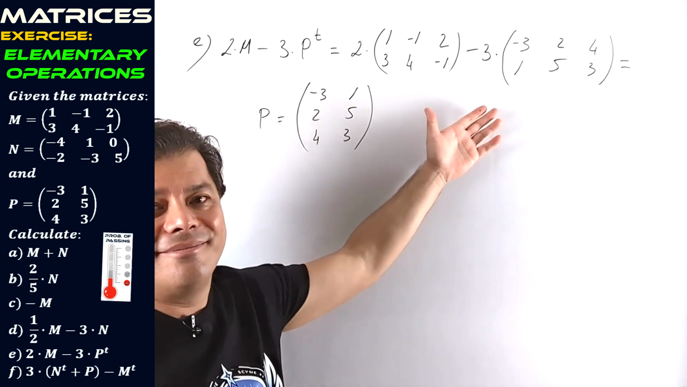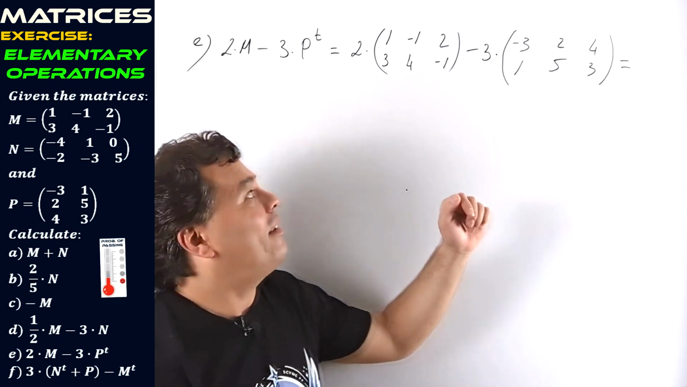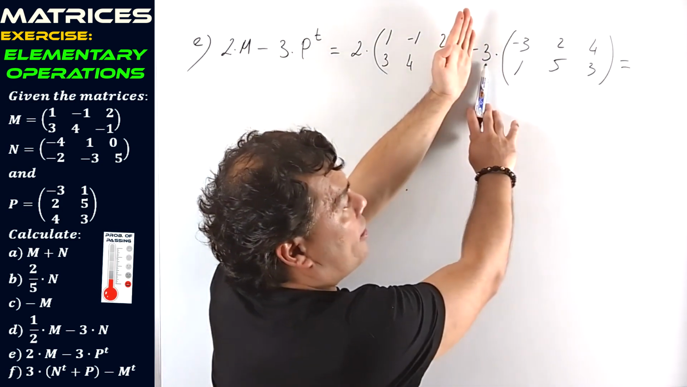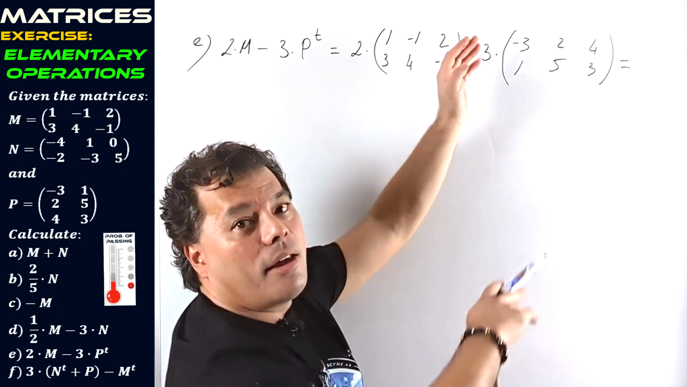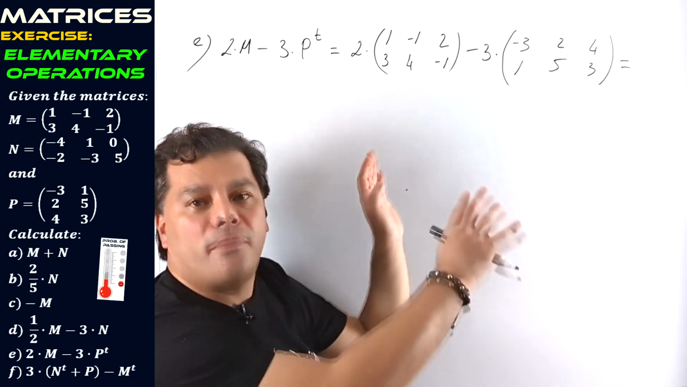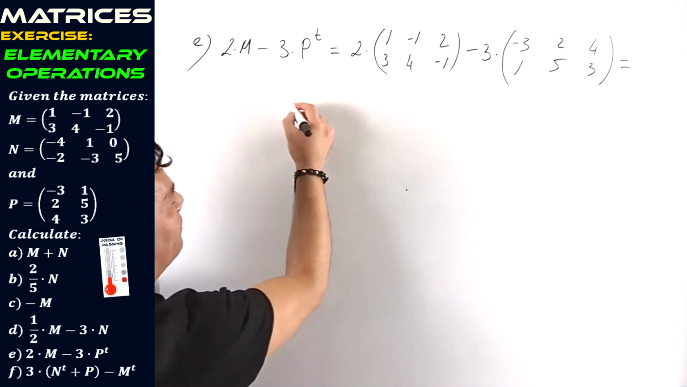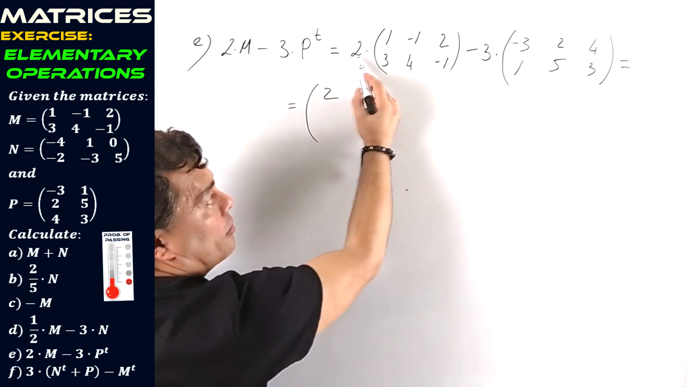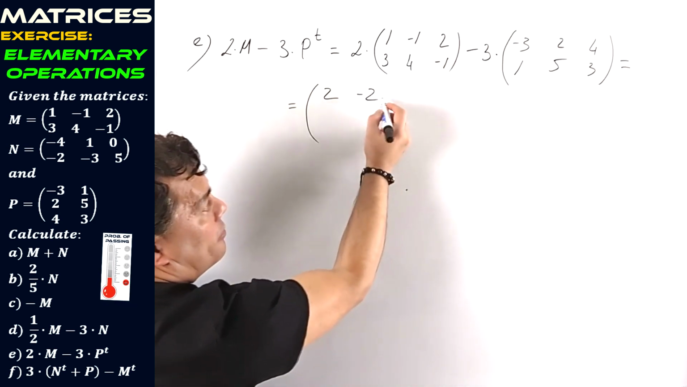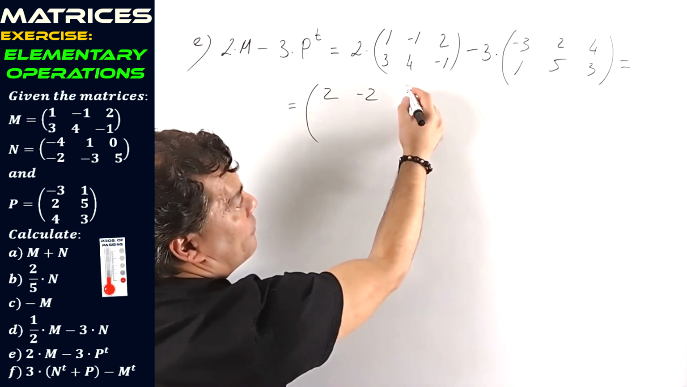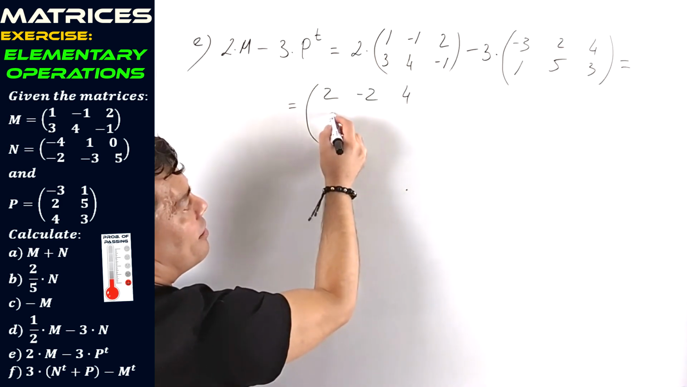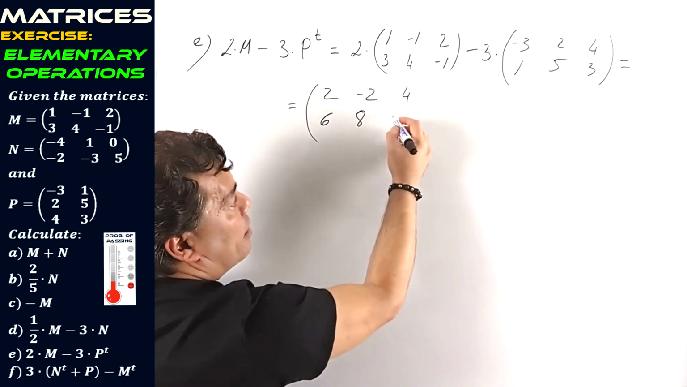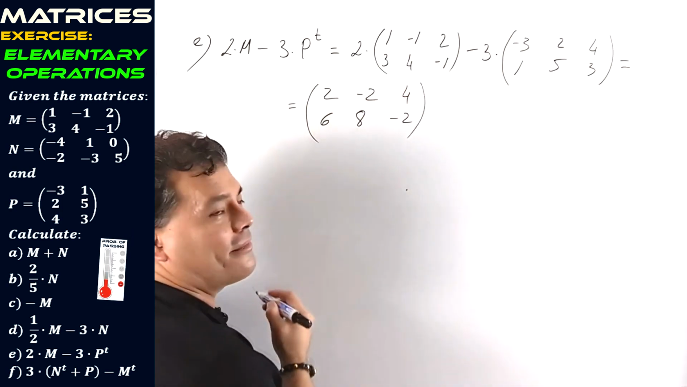Easy, right? Of course, the next thing we're going to do is multiply 2 by every element inside, multiply 3 by every element inside, and then subtract both matrices. Look. 2 times 1, 2. 2 times negative 1, negative 2. 2 times 2, 4. 2 times 3, 6. 2 times 4, 8. And 2 times negative 1, negative 2. Easy.